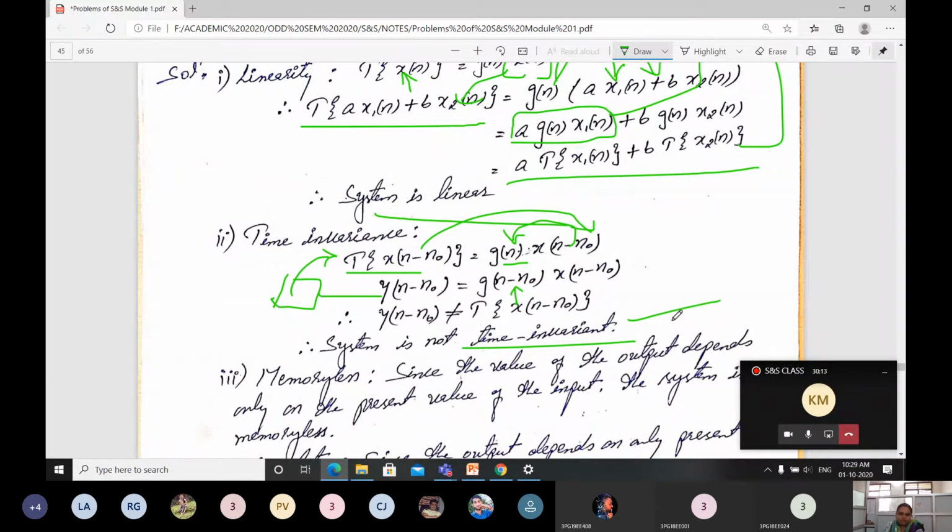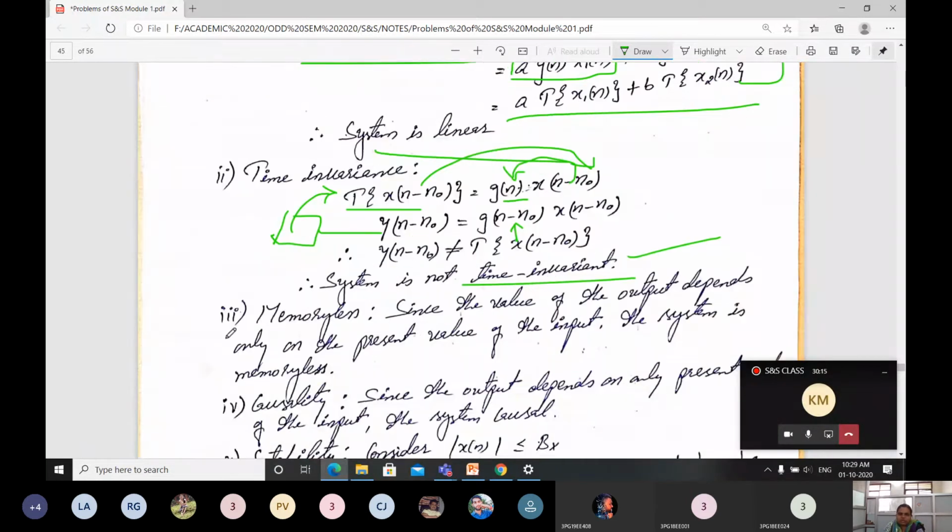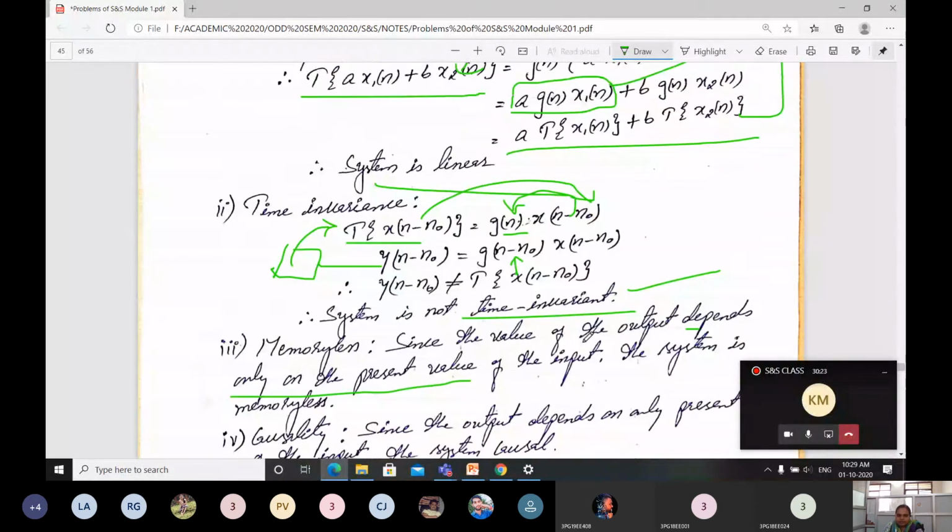You can write that here. Then what about the memory? Since the value of the output depends only on the present value. Why?